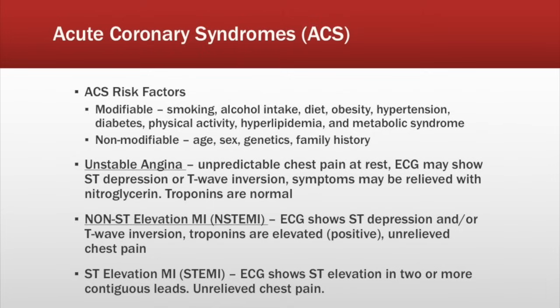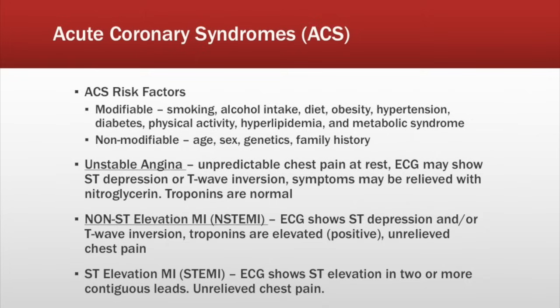For this test, the non-ST elevation MI, the non-STEMI, the ECG is going to show the ST depression and/or T-wave inversion, same as the unstable angina. Troponins in this case are elevated, so that means they're positive for an MI. And this is unrelieved chest pain, even with nitroglycerin, morphine, that sort of thing. These patients, you're not going to go for a PCI. These patients are going to be on a fibrinolytic drip.